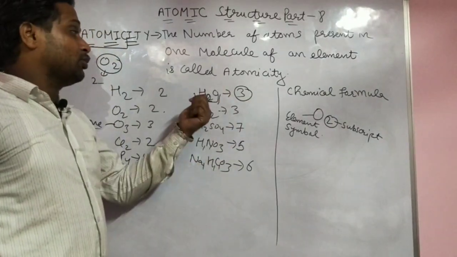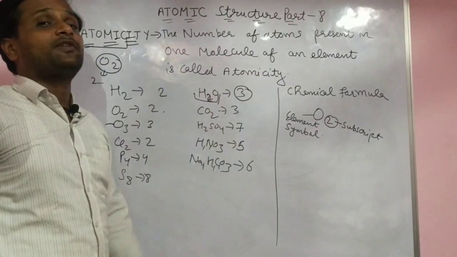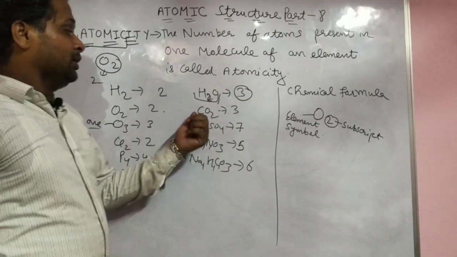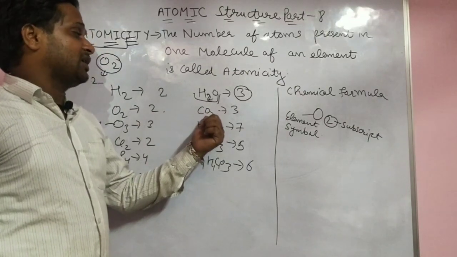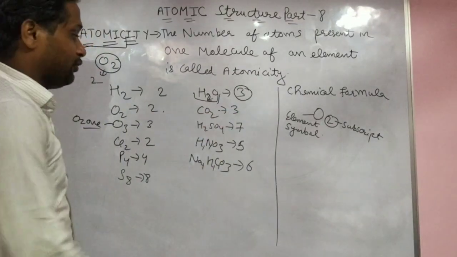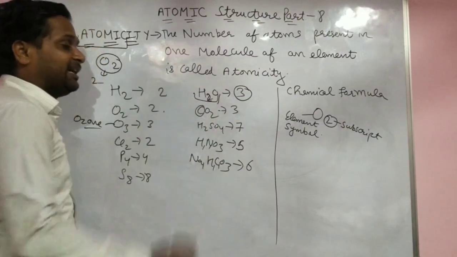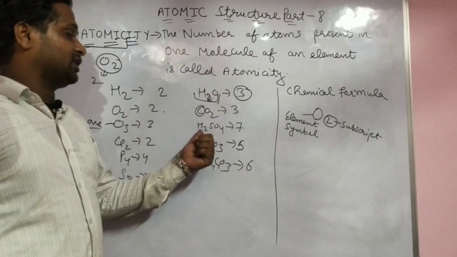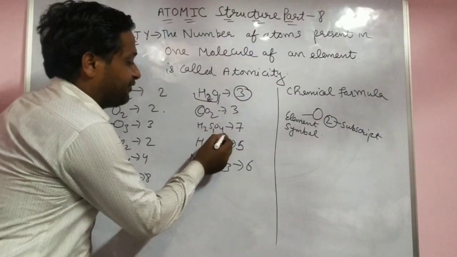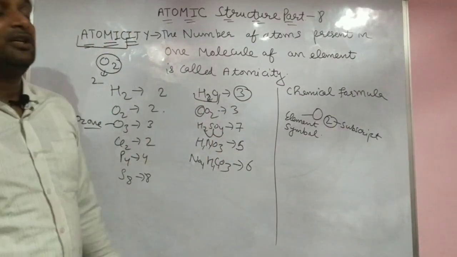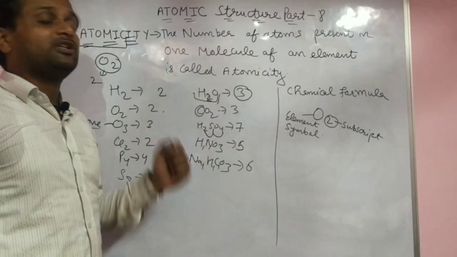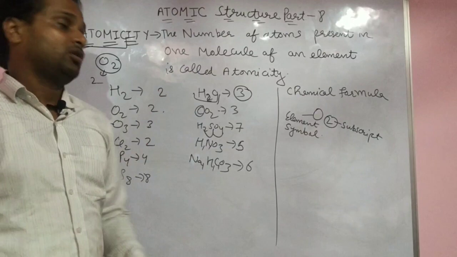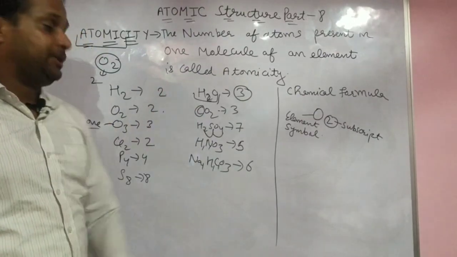But if the question is what is the atomicity of hydrogen in water, then that is 2 only. For carbon dioxide the total is 3. If you want to count only carbon, that is 1. Only oxygen, that is 2. Here the total is 2, 1 and 4, that is 7. If you want to count only sulfur, it is 1. For only oxygen, 4. For only hydrogen, 2 only.